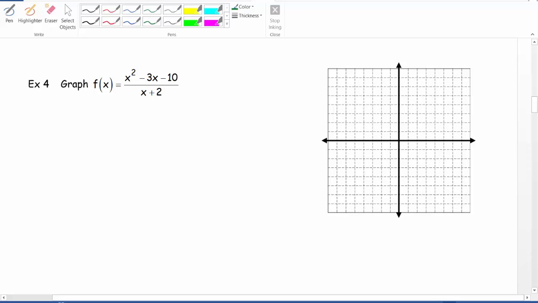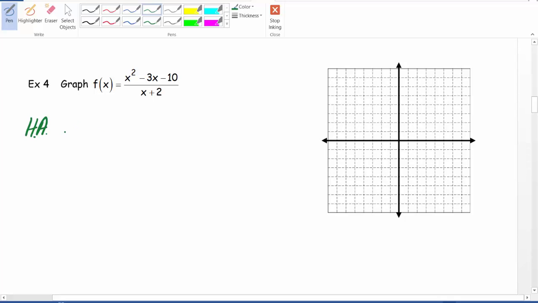Here we are at example 4 from our 3.8 number 2 set of notes. We're asked to graph this following rational function. And in just looking at this, we do notice that we have a polynomial on the top that we can go ahead and maybe factor. Actually, I think before we do that, what we'll do is look at first the horizontal asymptote and determine what that is.